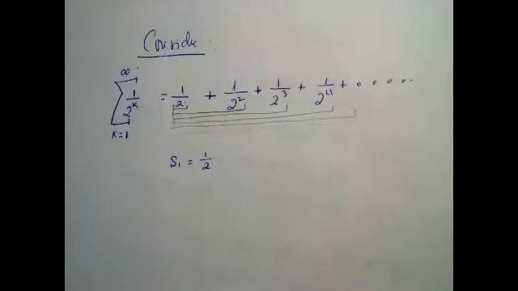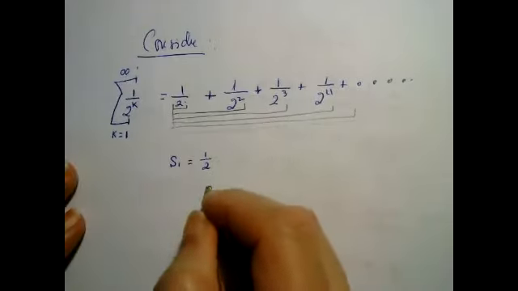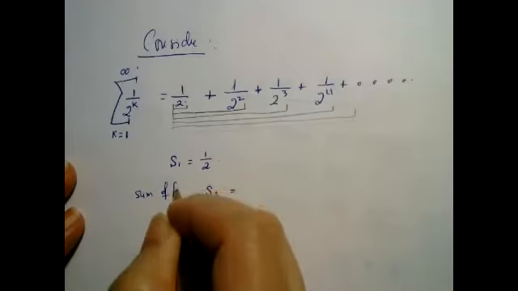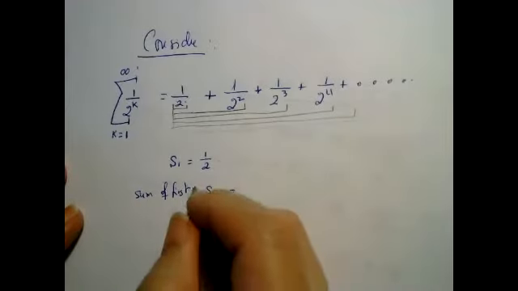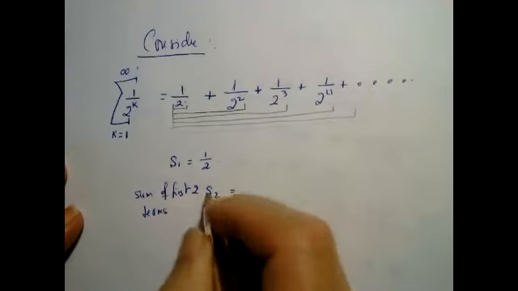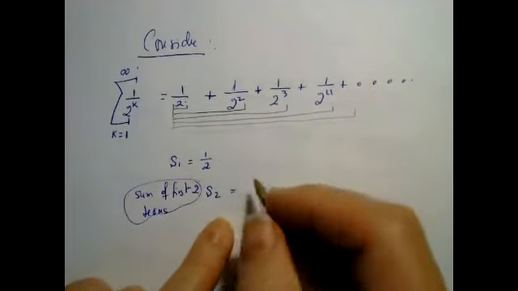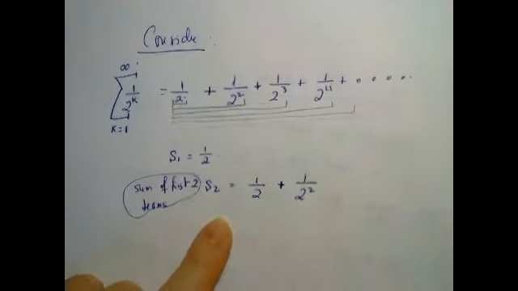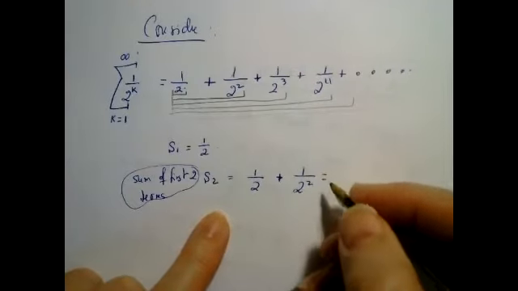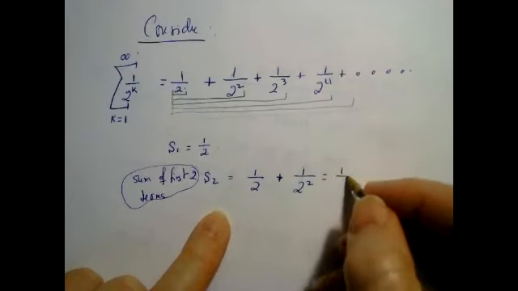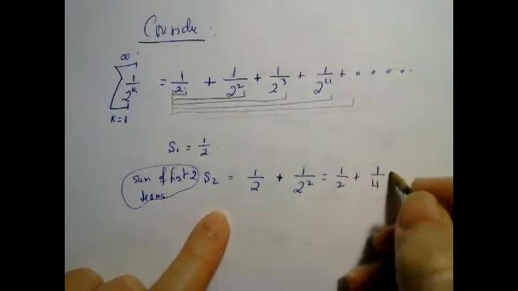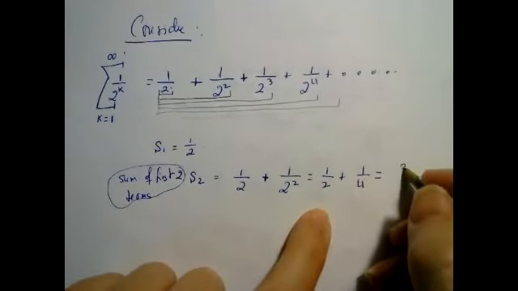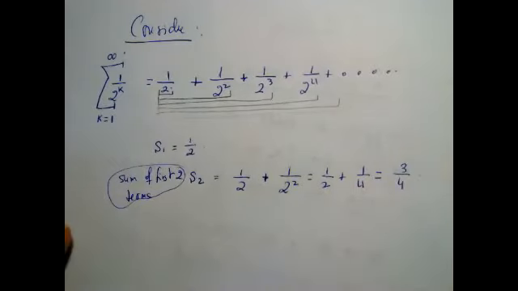So first I take S1 to be 1/2. Then I'm going to compute S2. S2 is the sum of the first two terms. So S2 is equal to a half plus 1 over 2 squared. I'm going to add them. If I add those, I will get a half plus 1 over 4. I find a common denominator, which is going to give me 2 plus 1. I get 3/4. That's the sum of the first two terms.